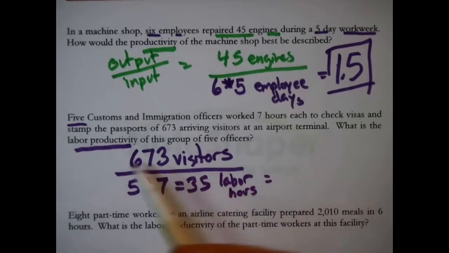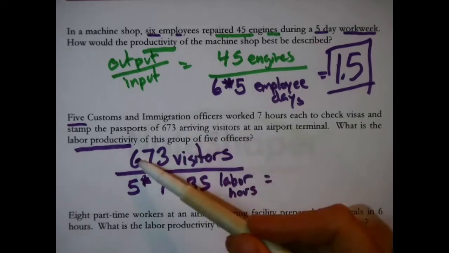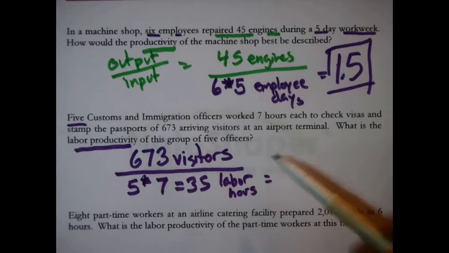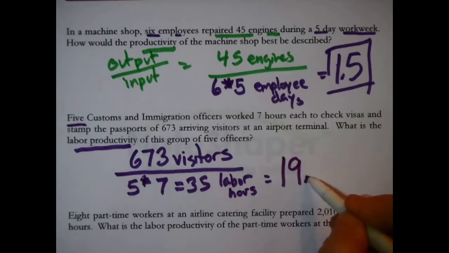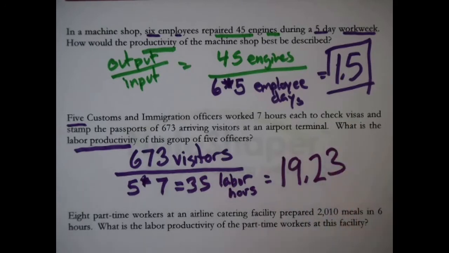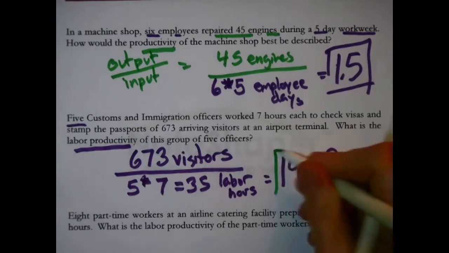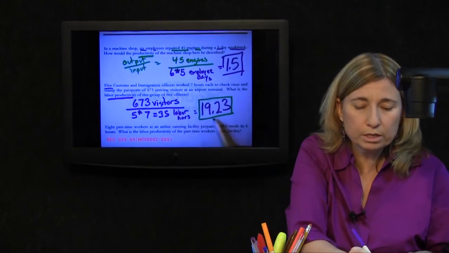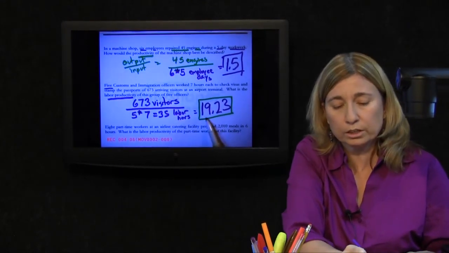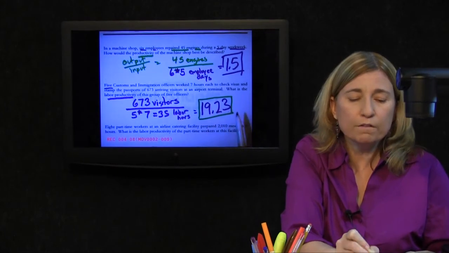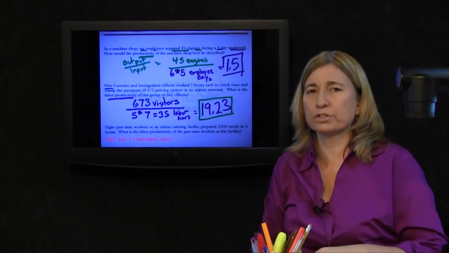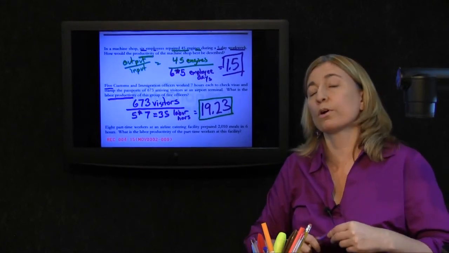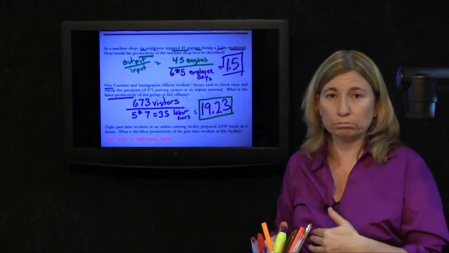But the actual labor productivity reading is the 673 divided by the 35. Okay, 673 divided by 35, I get 19.23. That's the labor productivity reading itself. Although it has meaning, you can interpret it or articulate it. It is 19.23 visitors per officer labor hour. 19.23 visitors per officer hour.